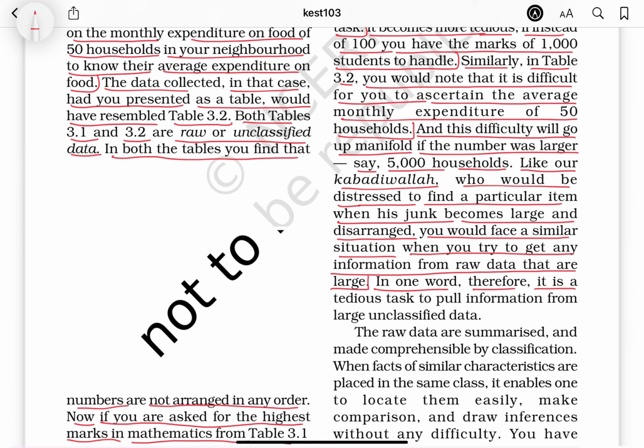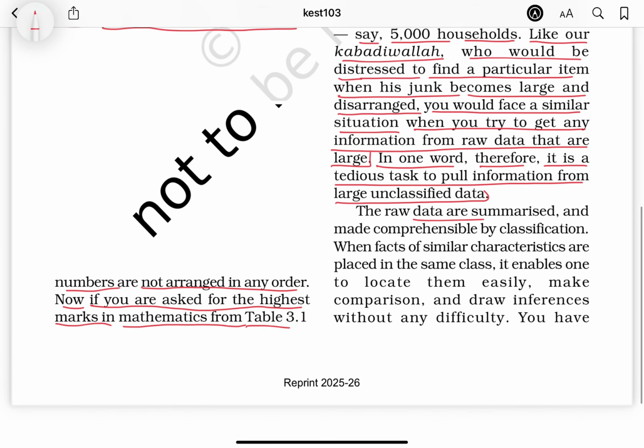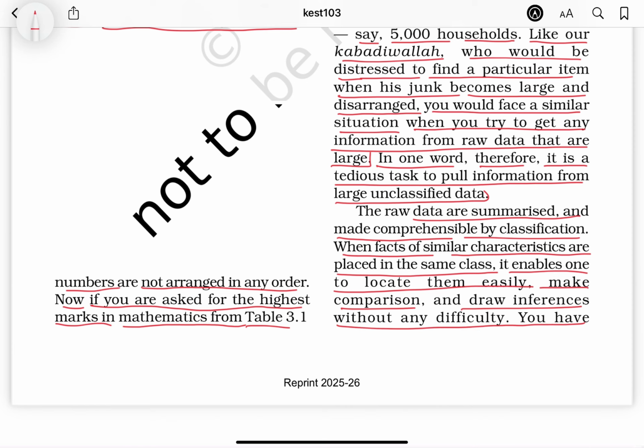In one word, therefore, it is a tedious task to pull information from large unclassified data. The raw data are summarized and made comprehensible by classification. When facts of similar characteristics are placed in the same class, it enables one to locate them easily, make comparison, and draw inference without any difficulty.